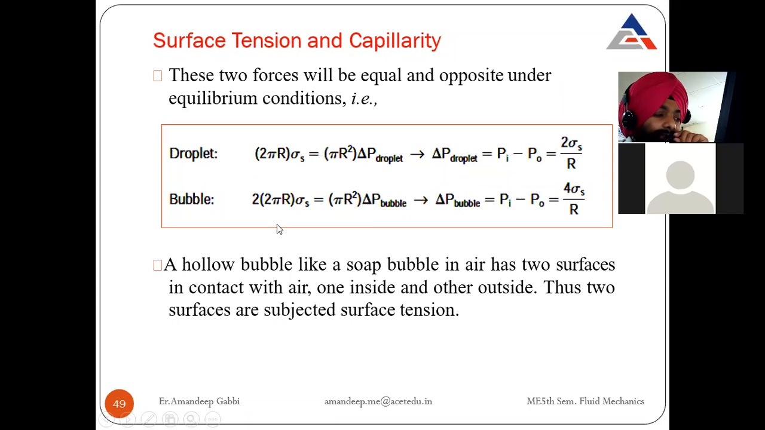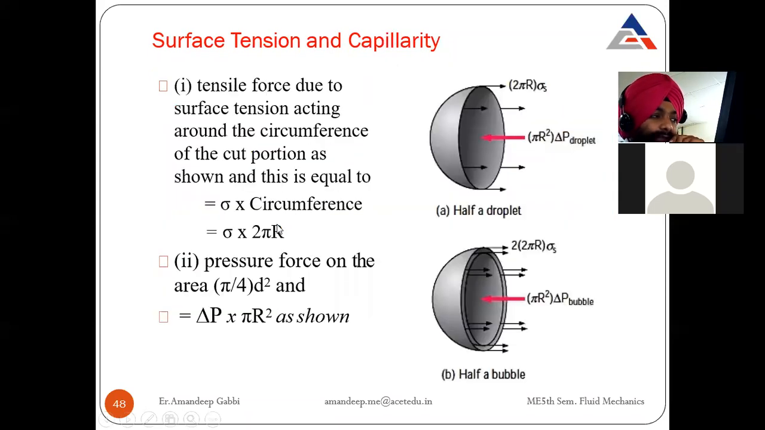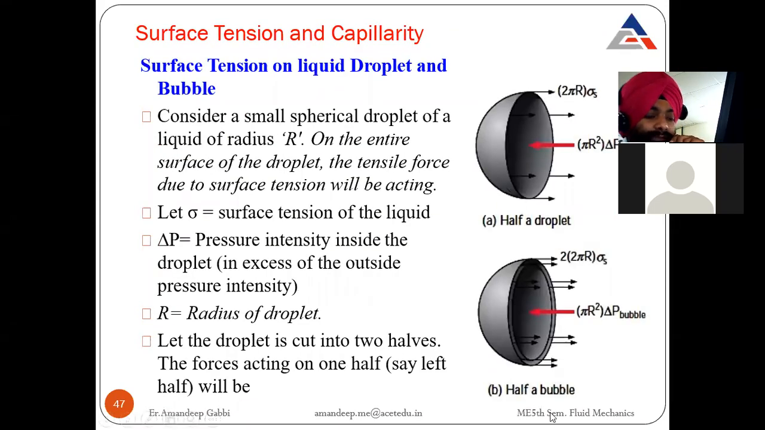Similarly, if you are talking about a bubble, instead of 2 pi r, it is twice of 2 pi r. Now, there are two surfaces, one inner surface and one outer surface. The bubble has two surfaces. It is empty from inside, right? There will be an inner surface and an outer surface.